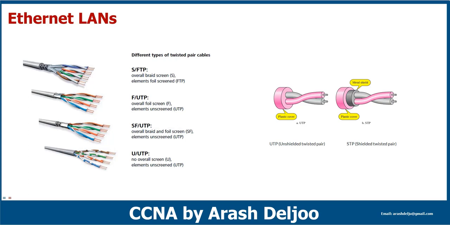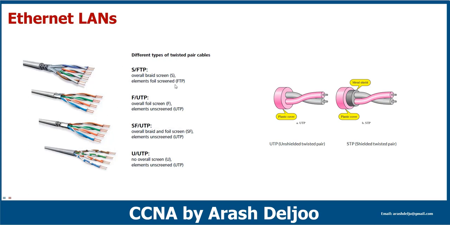that we have more electromagnetic interference than in other places, or maybe more radio frequency waves than in other places. Because of that, we can use both of them. STP's installation is a little harder, and it also costs more, because here we have metal, and metal has a cost for us.